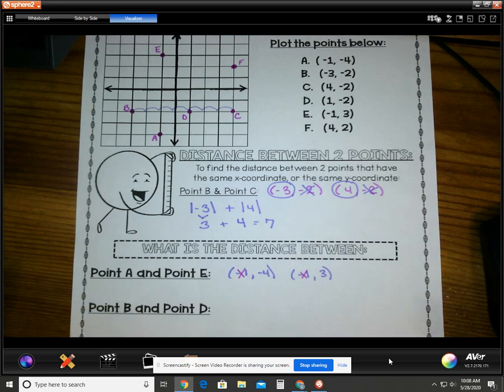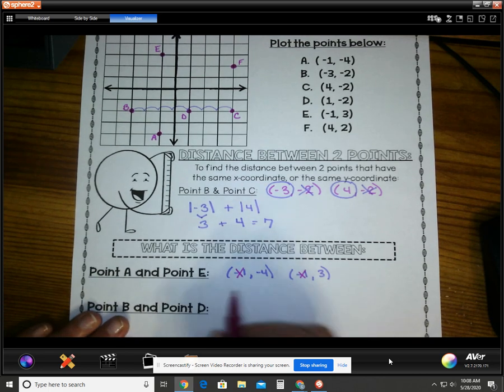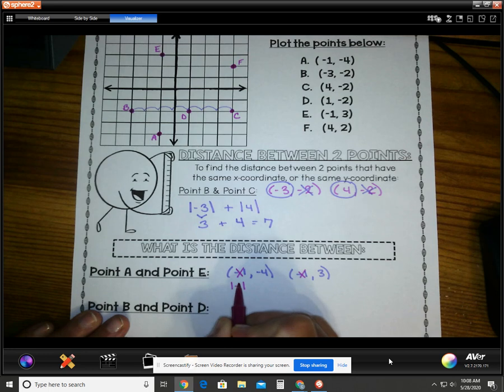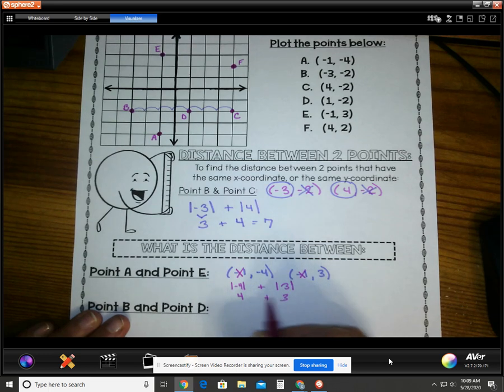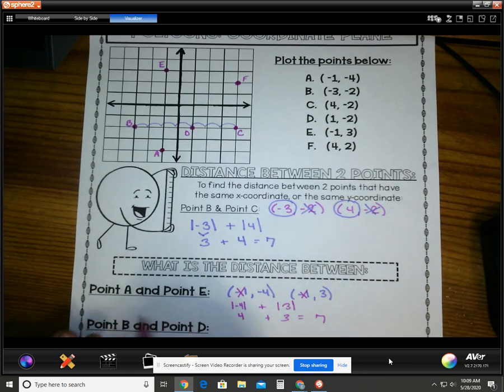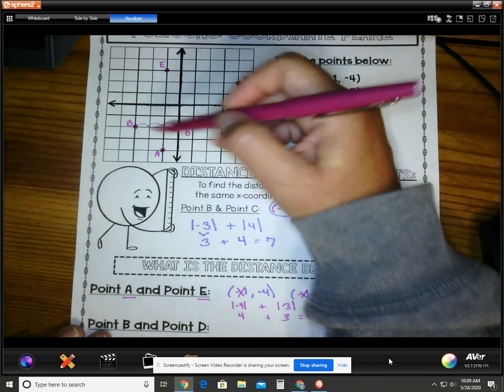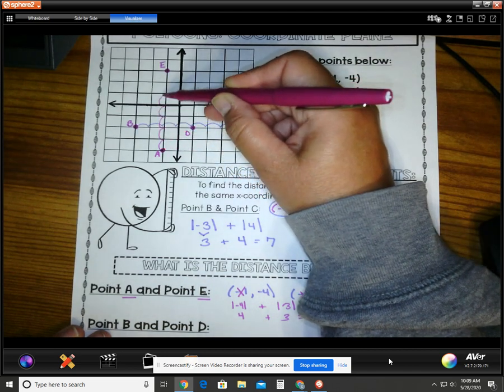Again, to find the distance, because they're in different quadrants, I am going to add their absolute values. The absolute value of -4 is 4, plus the absolute value of 3 is 3. So 3 plus 4 is 7. I can go back and check this fact, right? So if I go back up here and I'm looking at point A and E, I'm going to count them. 1, 2, 3, 4, 5, 6, 7.